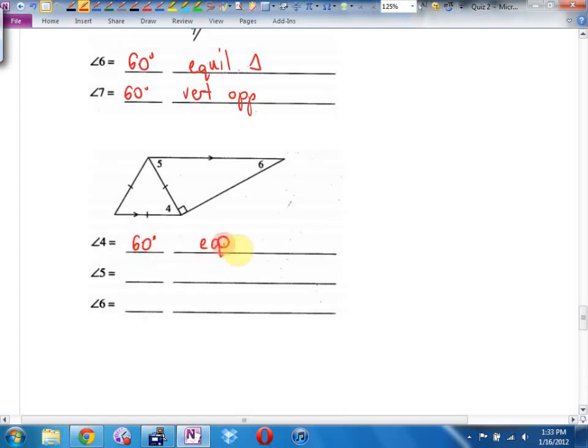Angle 5, oh, zoom, zoom, zoom, I see a Z. So angle 5, 60 degrees, alternate interior, and angle 6. Well, if that's 90 and that's 60, this has got to be 30 degrees, angle sum of triangles equals 180 degrees.